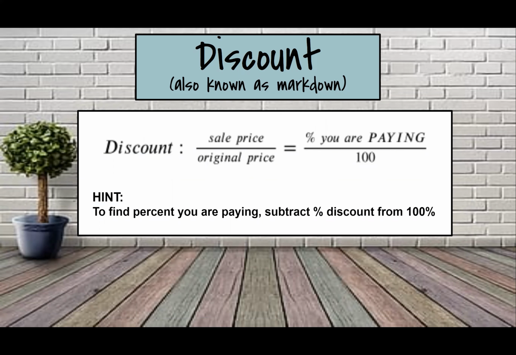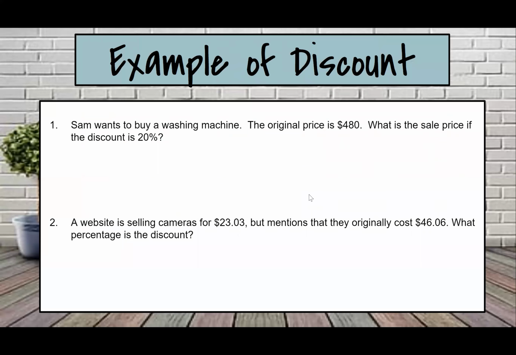Now, if you put in the percent of the discount, it's going to give you the discount. It's going to be how much is off. It will not give you the sale price. So we have to figure out the percent we are paying. Like if it's 10% off, we're paying 90%. If it's 25% off, we're paying 75%. So to find the percent you're paying, you want to subtract the percent discount from 100%. So let's look at some examples.